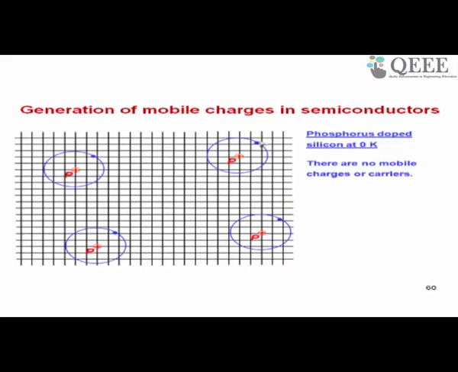So what happens is that the 5th electron will still revolve around the phosphorus atom when temperature is 0 Kelvin. That is what is shown here. It will be bonded to the phosphorus atom. But the bond energy between the electron and phosphorus atom will be small as compared to the bond energy between them when the phosphorus atom is outside. Why? Let us look at this point. What is the bond energy of this electron to the phosphorus atom here?